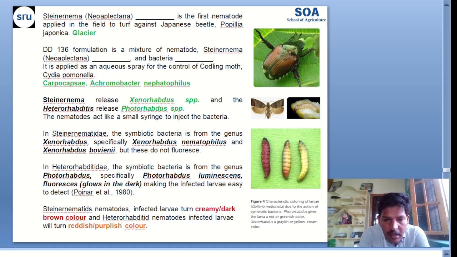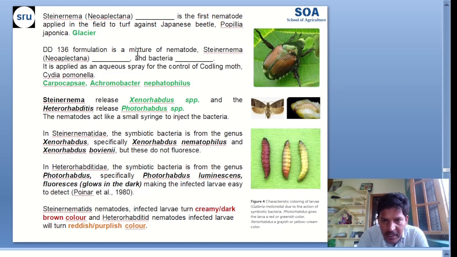Steinernema glaseri, formerly Neoaplectana glaseri, is the first entomopathogenic nematode applied in the field to the turf against the Japanese beetle, Popillia japonica.